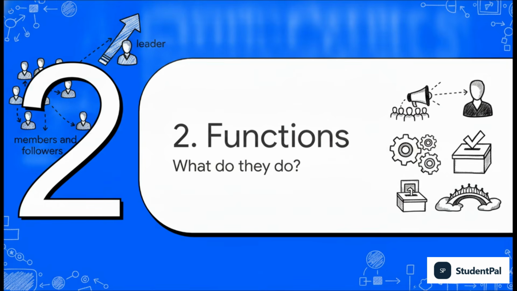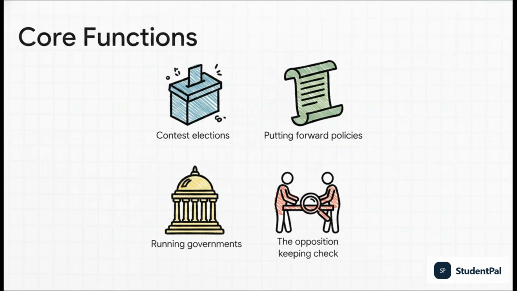What do these guys actually do? Once a party is formed with its leaders, members, and followers, what exactly is its day job? Basically, political parties fill political offices and exercise power by performing these core functions. First off, they contest elections. In India, top party leaders are usually the ones who choose the candidates for this. Second, they put forward different policies and programs.